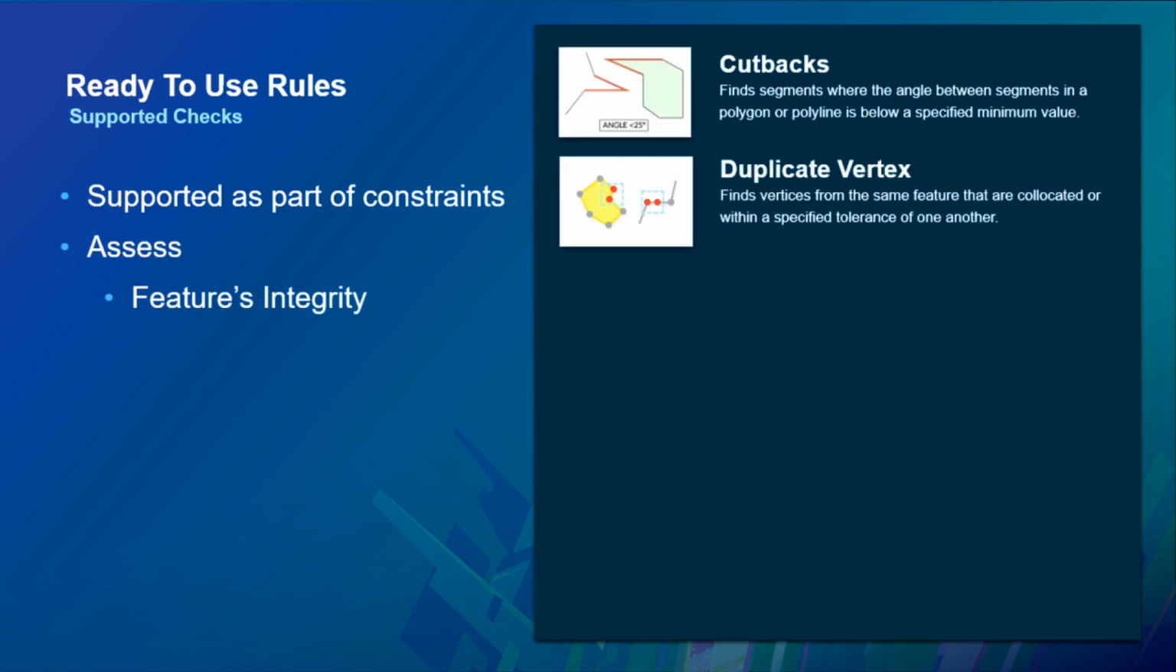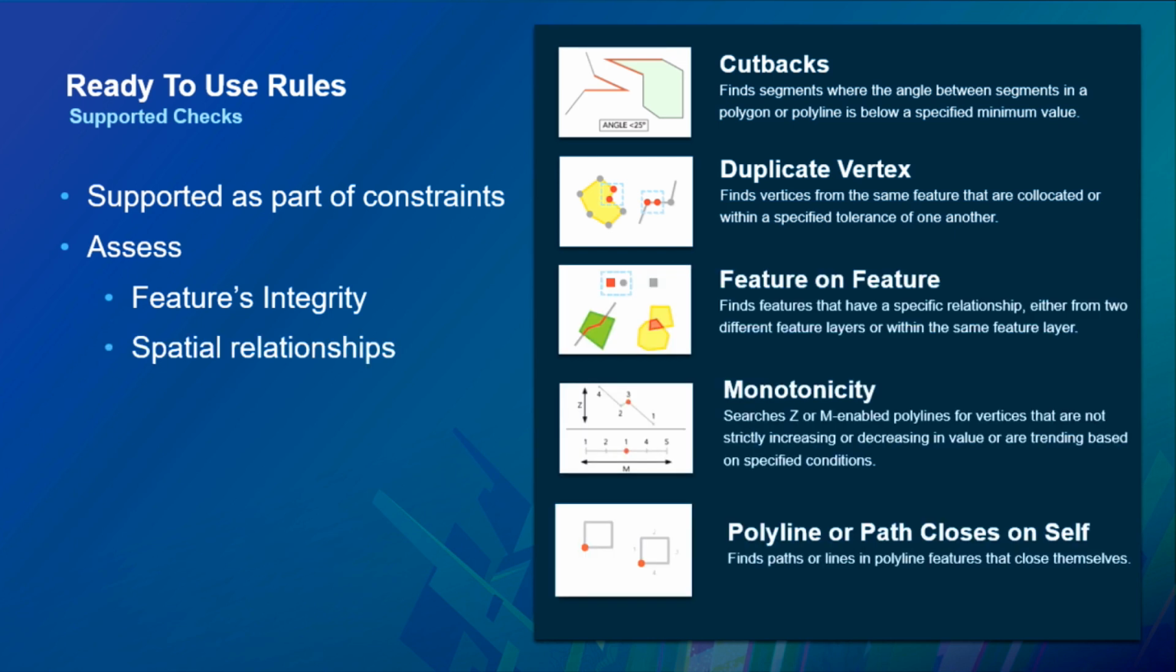We have checks for feature integrity, which are cutbacks and duplicate vertices checks. We also have checks for spatial relationship. We talked about feature on feature. We also saw what monotonicity is. And then we also have something called polyline or path close on self. So you don't want to have loop features, and you want to find them, and you can identify them using the polyline or path close on self.